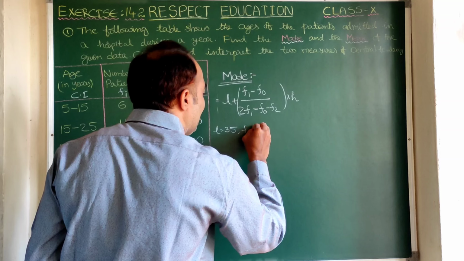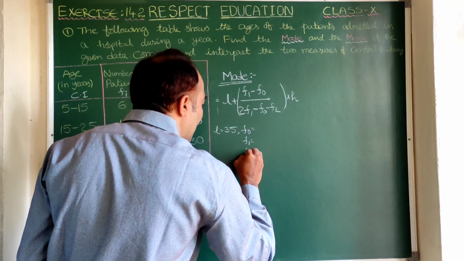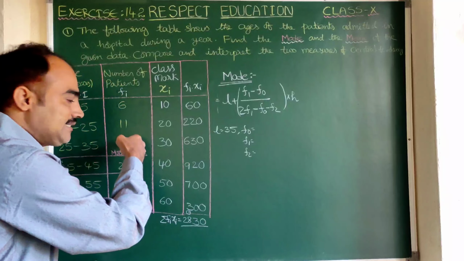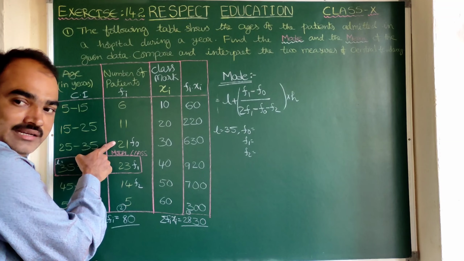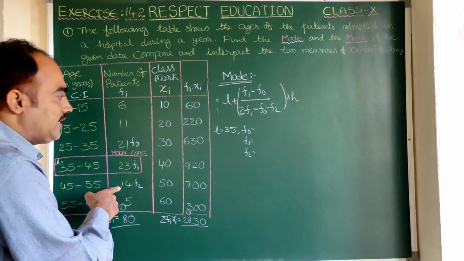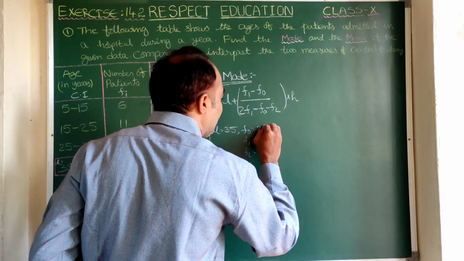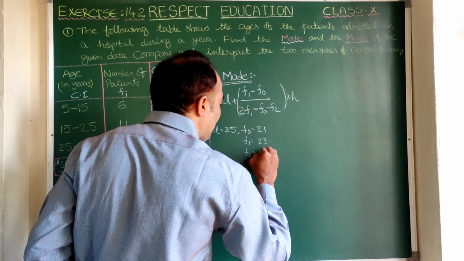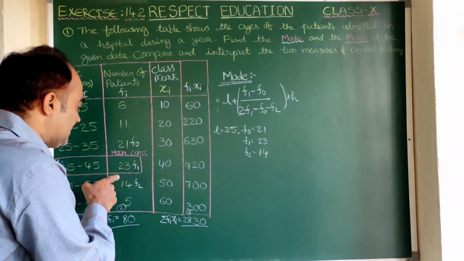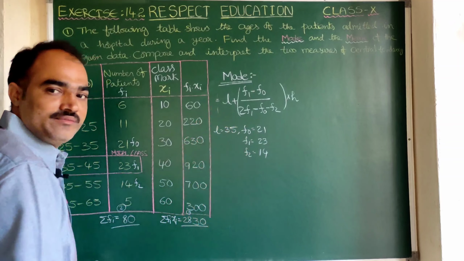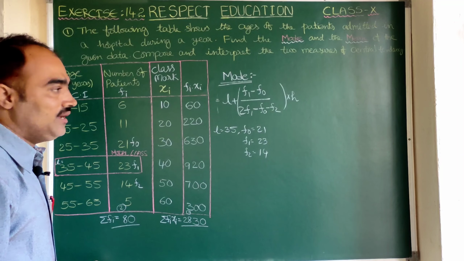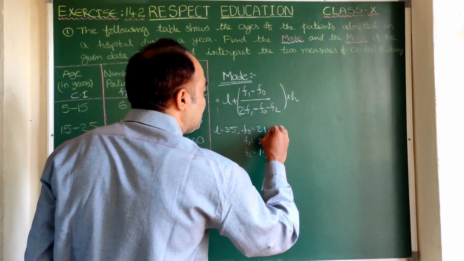So let us write F0, F1 and F2. Let us copy in the same order: 21, 23 and 14. Let us write the same. 21, 23 and 14. Clear? I have written these three values in the same order. Any doubt? Now here we are in need of finding H.